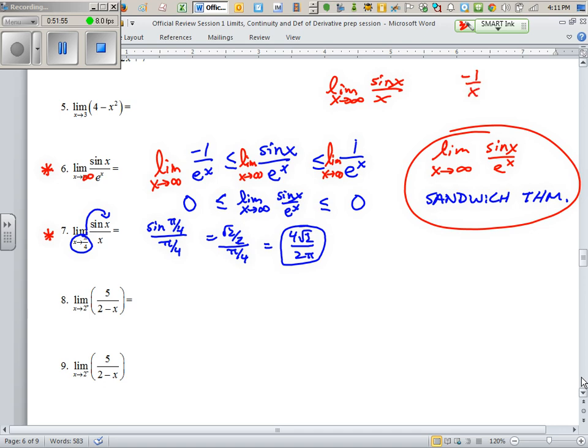Yeah, you would sandwich it between negative 1 over x and positive 1 over x. And you take the limit as x goes to infinity here, here, here, and you get 0 is less than our limit, is less than 0. I think you're thinking of sin x over x as x goes to 0. Okay. That's 1.